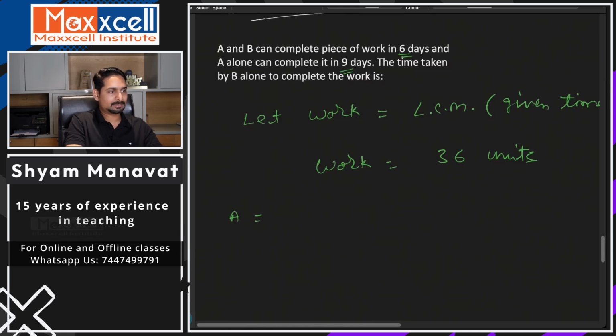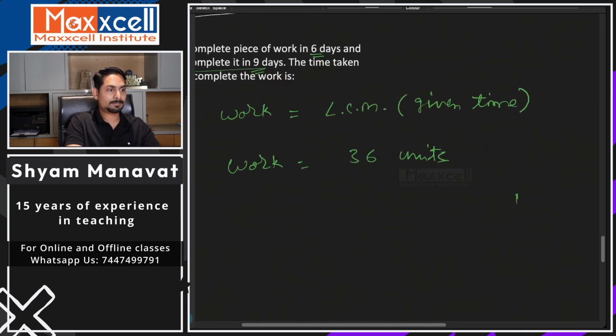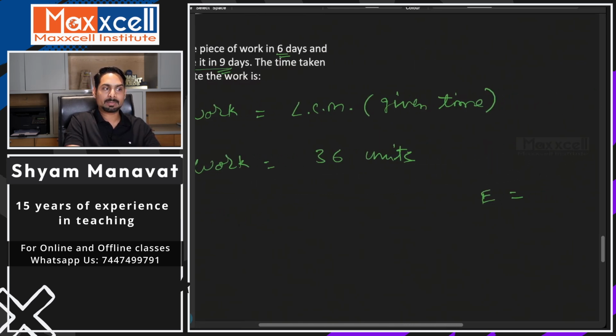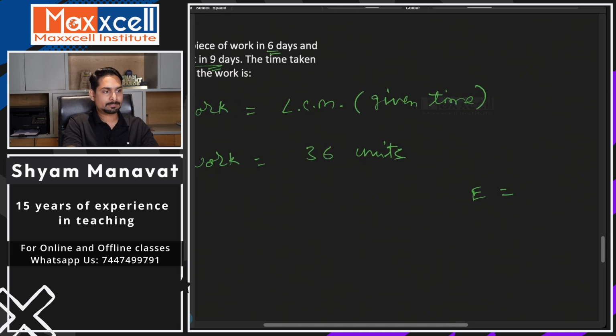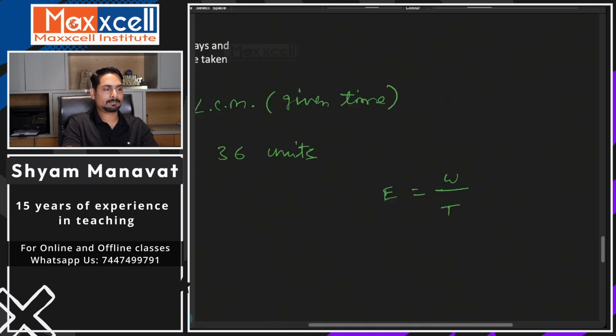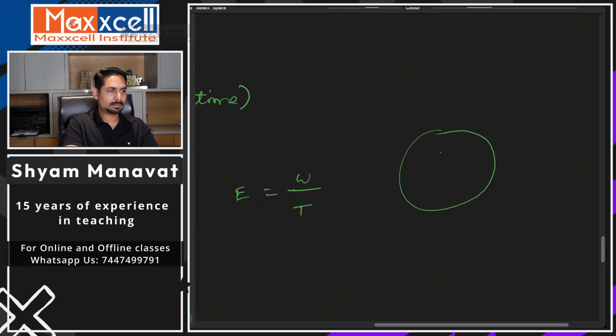Now, A's efficiency. What is A's efficiency? A working alone takes 9 days. Efficiency equal to, what is the formula of efficiency? When you are practicing, write the formula every time so that you will remember. Efficiency formula is work upon time. How do we remember? Circle: work, efficiency, time.